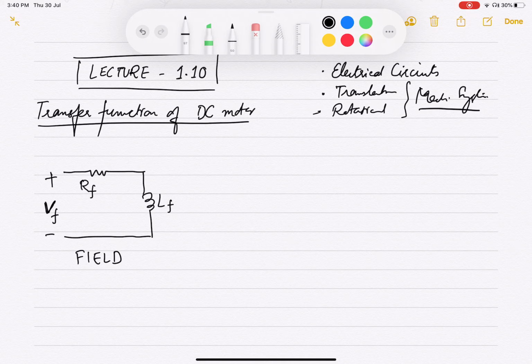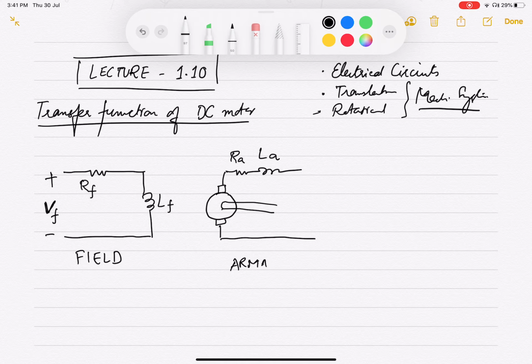The second part of the circuit is called the armature. Armature is also a winding. It is modeled using an armature resistance and an inductance. And we generally show the armature like this. This is the part that rotates in the DC motor, and the field is fixed. The winding characteristics are shown using the equivalent resistance Ra of the winding and the equivalent inductance of the winding.